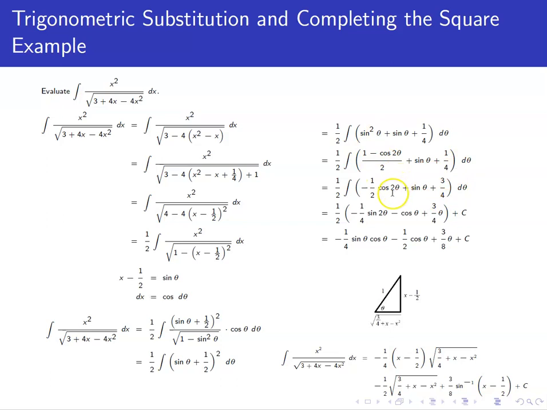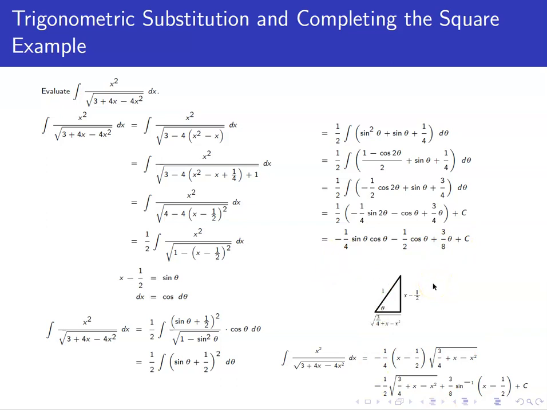Now we're ready for an antiderivative. When we do an antiderivative for cosine of 2 theta, an extra 1/2 will pop out in front, so that's why we got a negative 1/4 sine of 2 theta. Antiderivative for sine is negative cosine, and antiderivative for 3/4 is just 3/4 theta. And then don't forget our plus c on the end. The next line is just me multiplying the 1/2 through to each term.